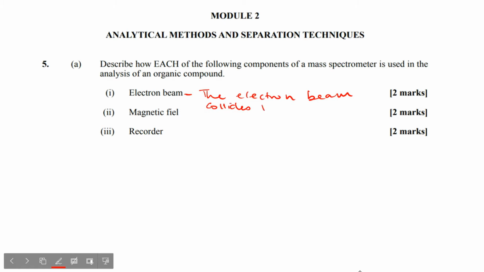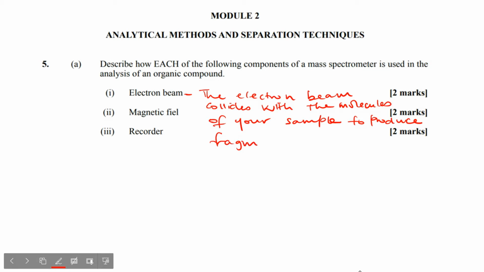Collides with the molecule of your sample to produce fragment ions. And of course, this is the first step of the process, is ionization.